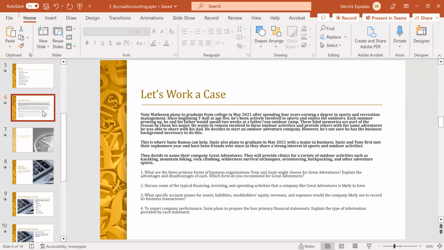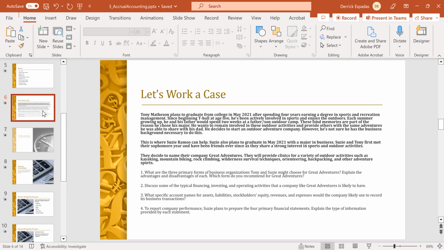So we're going to take a look at a case, right? Tony Matheson plans to graduate from college in May 2021 after spending 4 years earning a degree in sports and recreation management. Since beginning T-ball at age 5, he's been actively involved in sports and enjoys the outdoors. Each summer, growing up, he and his father would spend 2 weeks at a father and son outdoor camp. These fond memories are part of the reason he chose his major. He wants to remain involved in these outdoor activities and provide others with the same adventures he was able to share with his dad. He decides to start an outdoor adventure company. However, he's not sure he has the business background necessary to do this. This is where Susie Ramos can help.